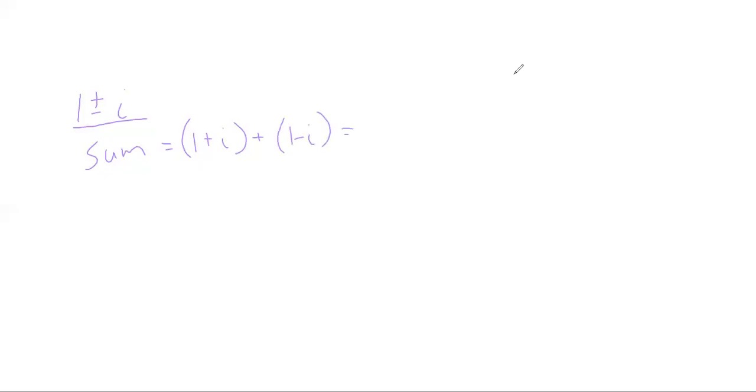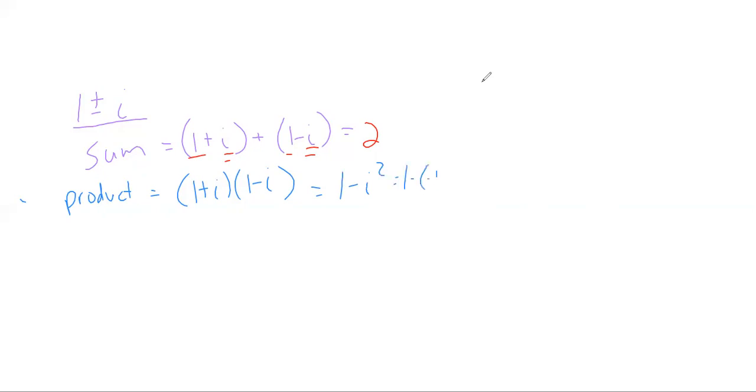Well, that gives me 1 plus 1 is 2. Negative i and i drop out, so it's just 2. All right, we got the sum. Now we got to find the product. So now I got 1 plus i times 1 minus i. If I multiply those out, I'm going to get 1 minus i squared, which is 1 minus negative 1, which is 2. So I got 2 and I got 2. And you're going, okay, good for you.